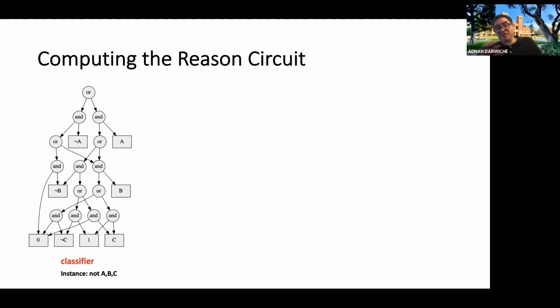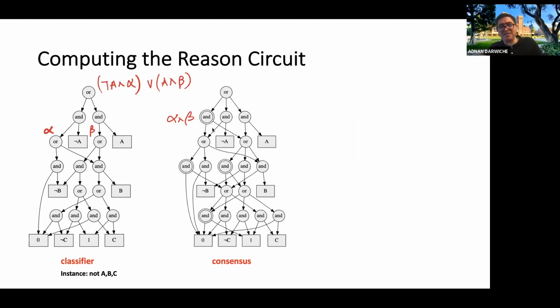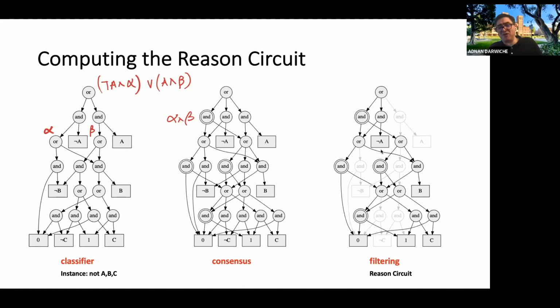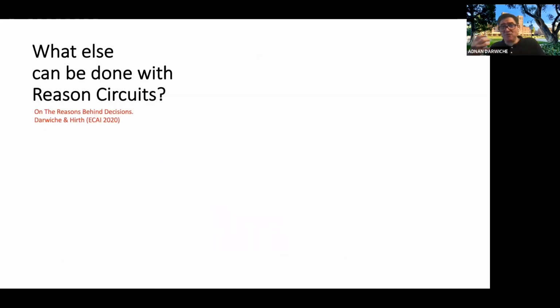Just quickly, the computation of this notion of a reason circuit out of a classifier turns out to be pretty simple. You do two simple things: what we call a consensus operation, which ends up adding some nodes to the circuit, and a filtering operation that removes some of them, and you can get the reason circuit from that. As I said, it is more than what I just showed you because it really captures why a decision was made, and you can use it for all kinds of things.